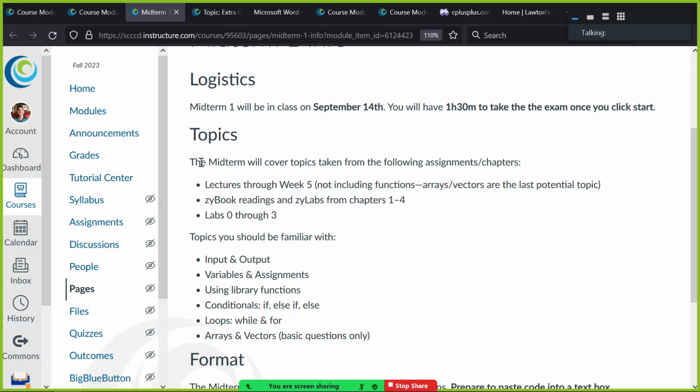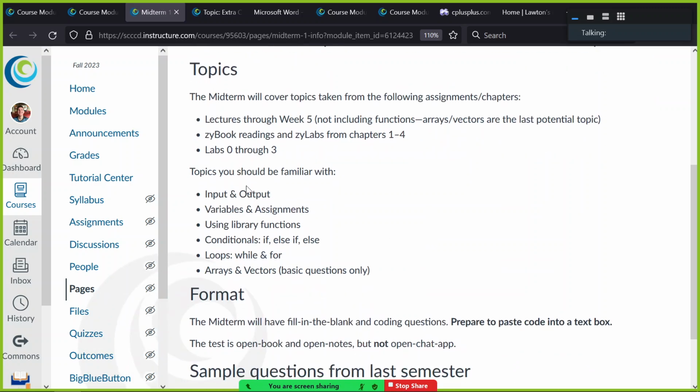All right. Here are the topics that will be on the midterm that you should expect to see questions on. Lectures through week 5, not including functions if we get to those. Arrays and vectors will be the last maybe topic that might appear. With that in mind, we have Zybook stuff, chapters 1 through 4, and then lab 0 through 3. I know lab 3 is not due, but you should do it still because I'm going to ask you about loops. Definitely asking you about loops on this midterm. I know arrays and vectors are close to the midterm, so if I ask you anything, I promise that the questions will be easy. I'll save harder ones for the second midterm. Okay, so those are the topics.